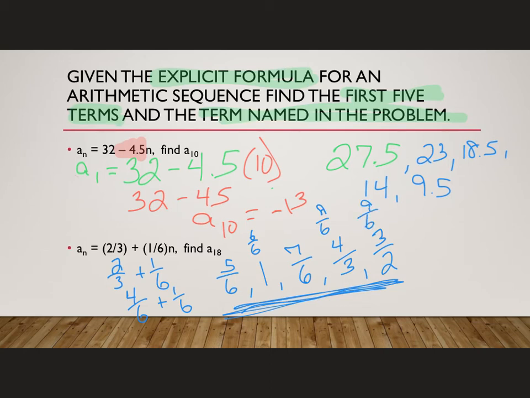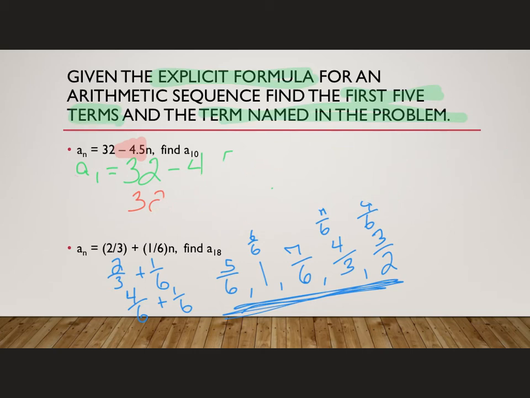So then we have to find the 18th term. So to find the 18th term, let me give myself some room here. If you don't have things written down, you should definitely write them down. So to find my 18th term, I'm just going to erase some of the stuff I did from the first one real quick. To find my 18th term, I'm going to have to put 18 in for n.